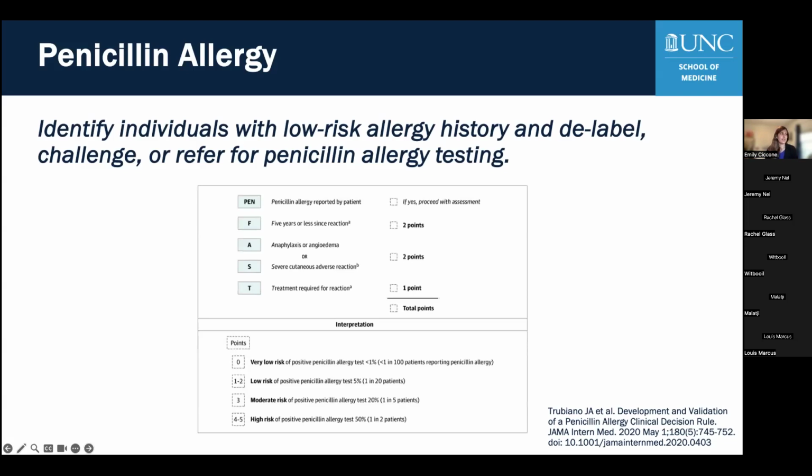And this is one tool that can be used to risk stratify folks who have a reported penicillin allergy. It's called the PenFast tool. And basically it looks at the duration of time since the reaction, whether or not anaphylaxis or angioedema was present, if there was a severe cutaneous reaction, which is getting at more of a type 3 hypersensitivity, and then if treatment was required for the reaction. And basically people who have a score of 2 or less are low risk for having a true penicillin allergy.